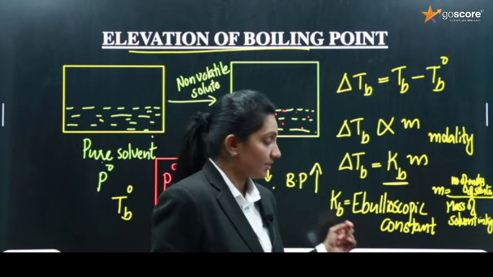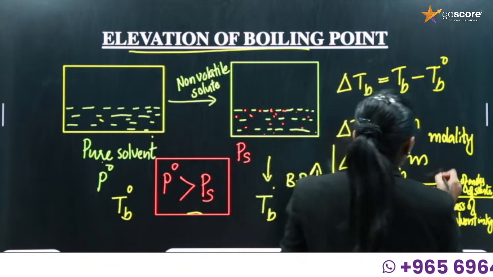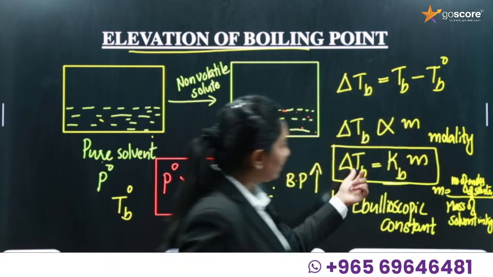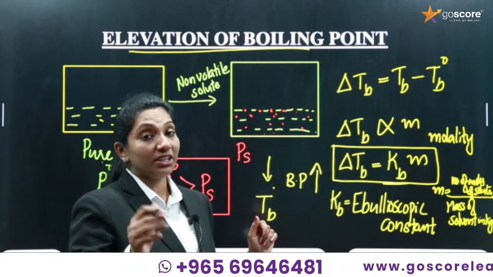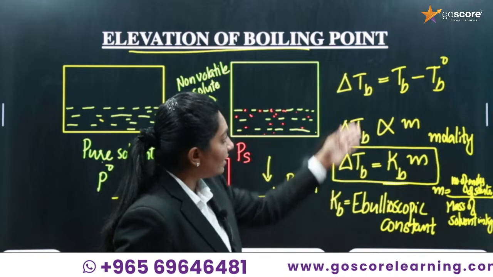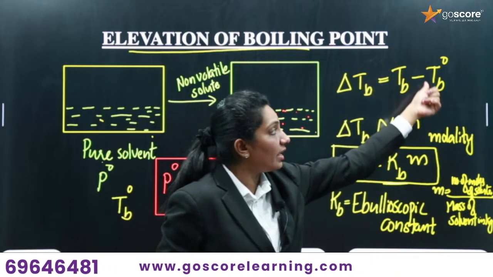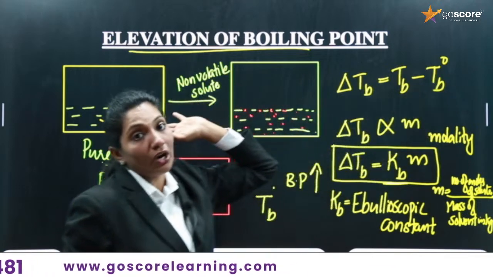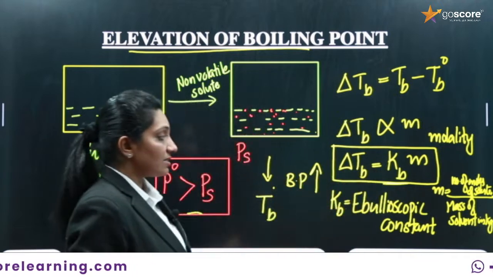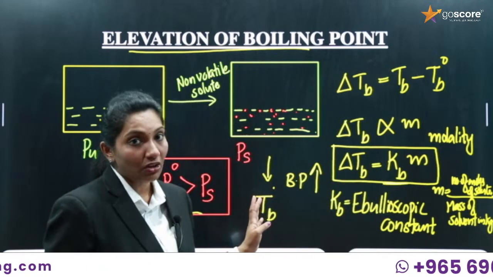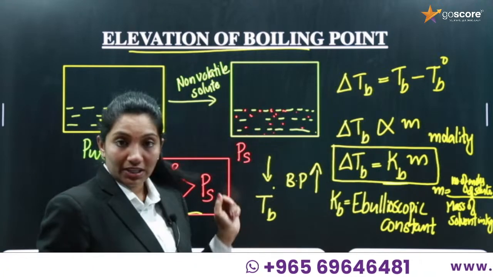This KB value will be different for different solvents. So this is the representation of elevation of boiling point, that is, the change in the boiling point is equal to KB into molality of the solution. This delta TB is nothing but TB minus T naught B, the boiling point of the solution minus the boiling point of the pure solvent. So the constant KB is called the molar elevation constant or ebullioscopic constant. So I think elevation of boiling point is clear.